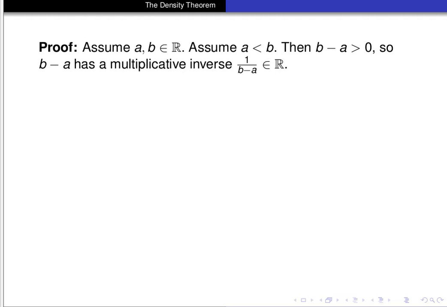That means that b minus a is going to be greater than 0. All right, and in particular, it's non-zero. So it has a multiplicative inverse. So non-zero elements of ordered fields have multiplicative inverses. In this case, we're in the reals. That multiplicative inverse is 1 over b minus a. So that's a real number. It's a well-defined real number.